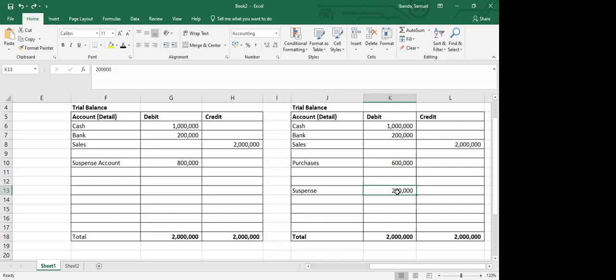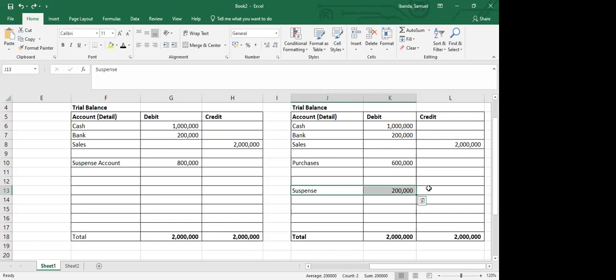Now, when we are correcting errors, ours is to make sure that we are doing away with the suspense account. So we are clearing the suspense account to 0, because when you finish the correction of your errors, your suspense account should definitely be at 0. So what will happen in this case is that since the suspense value is on the debit side, we credit it so that we clear it.